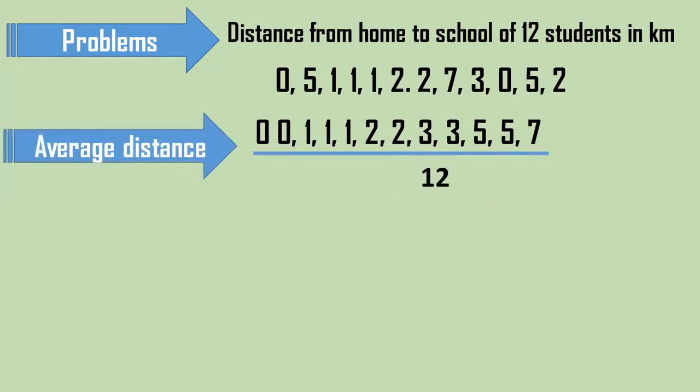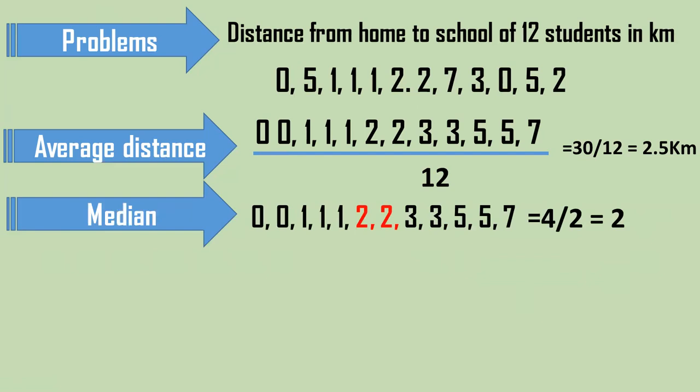After arranging in order, we are in a position to calculate the average distance by adding all these distances and dividing by the total number of students, 12. So that is 30 divided by 12. It is 2.5 kilometers. So the average distance from school to the homes of the different students living in different places around the school is 2.5 kilometers.